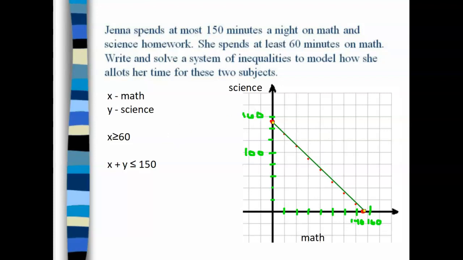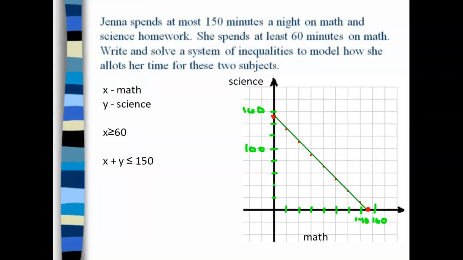Now this line is different from other lines we've graphed because this line has a beginning and an end at those 2 intercepts. So we don't put arrows implying they continue forever. It begins and ends with those intercepts. And then we know that it has to be less than this amount of time. So we're going to shade below. But again, we also know that she can't study for 0 minutes. So we have to stop with the x and y axis. We're not shading out or beyond that triangle.